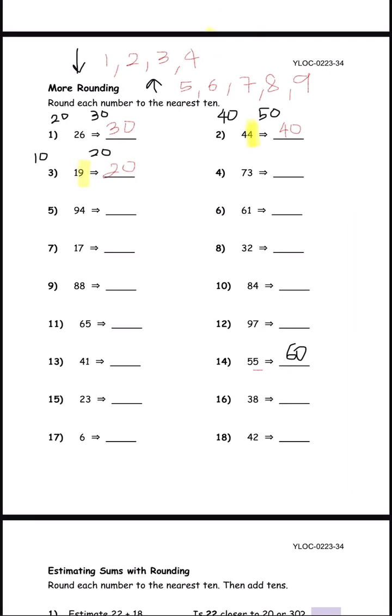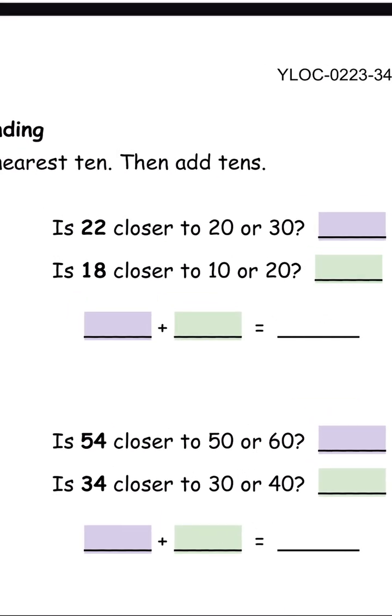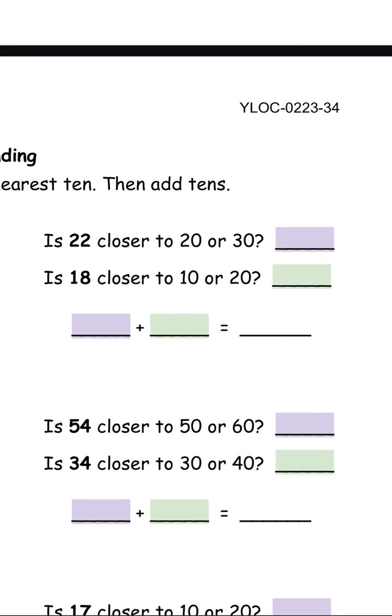Okay. Next, estimating sums with rounding. So round each number to the nearest 10, then add tens. So estimate 22 plus 18. So is 22 closer to 20 or 30? When we look at 2, we're going to have to round down, right? So that means that we're going to have to round it to 20.